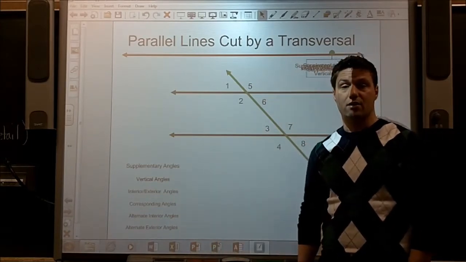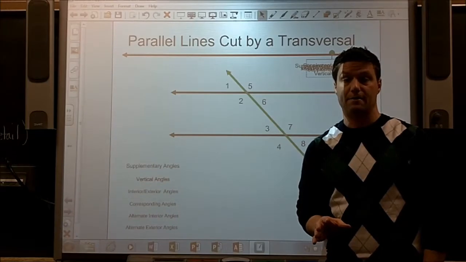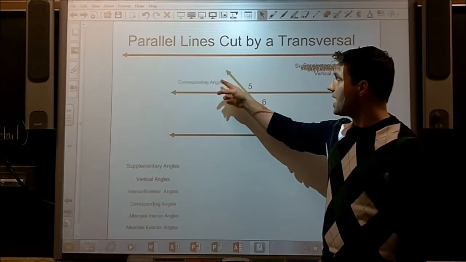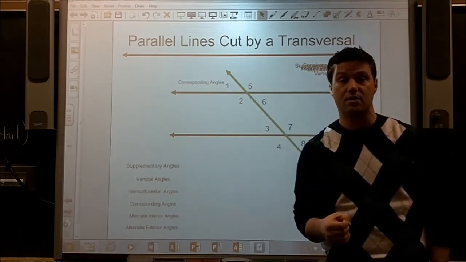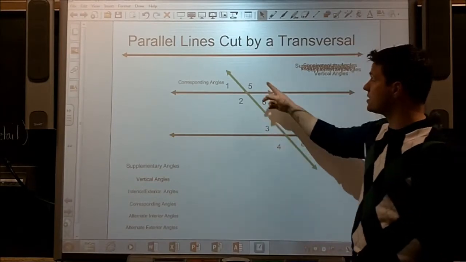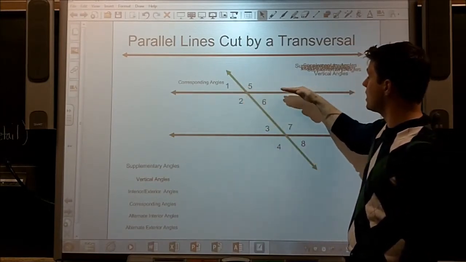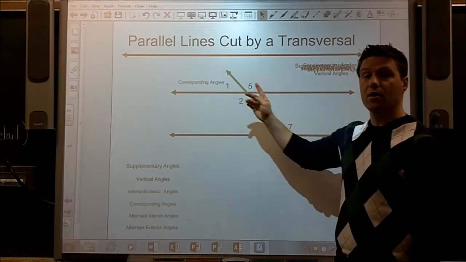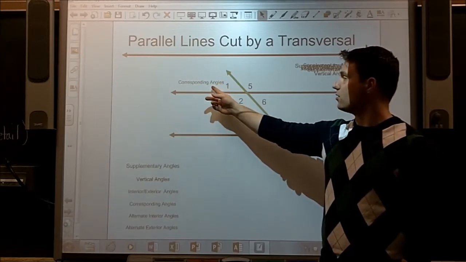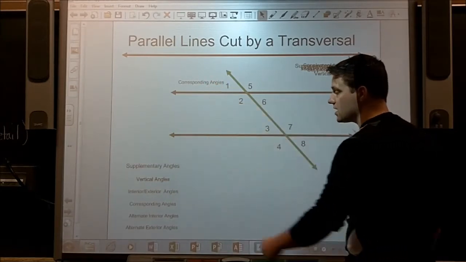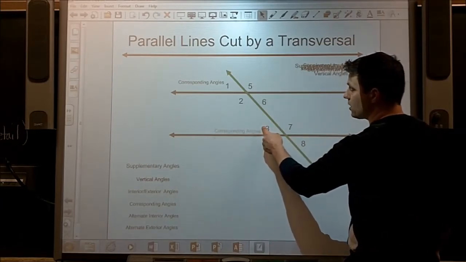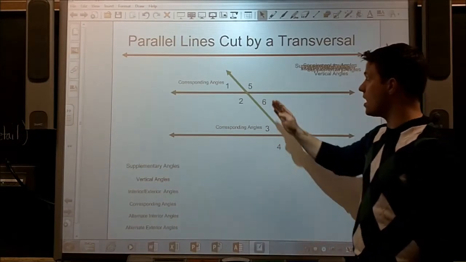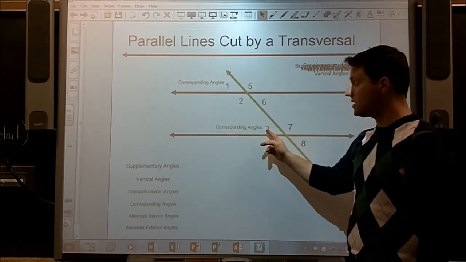All 3 sets of those angles are equal angles. They're all equal to each other. Corresponding angles have to do with having the same placement in the intersection. So if you look at this intersection up here, where the green line and the black line are intersecting, angle 1 is the upper left angle. Its corresponding angle would then be the upper left angle from the lower intersection. It has the same placement. Upper left is 1. Upper left is still 1.